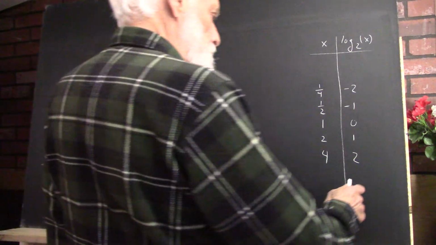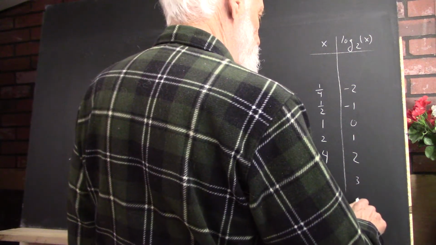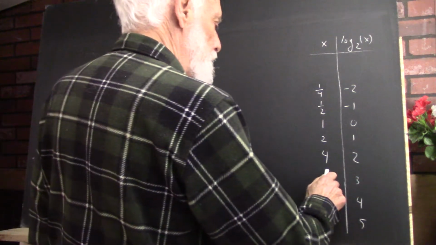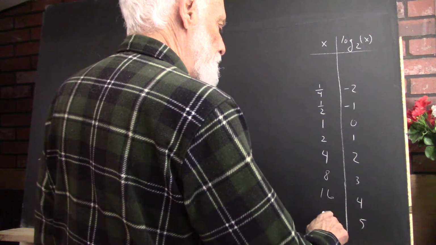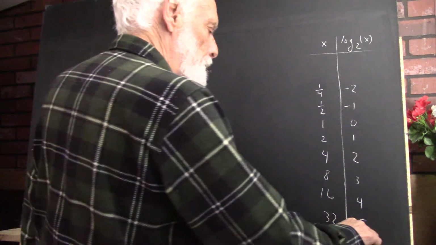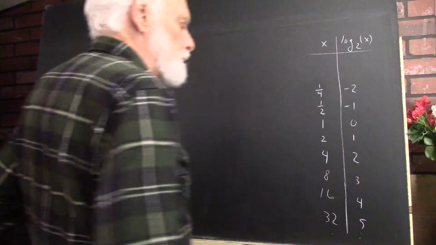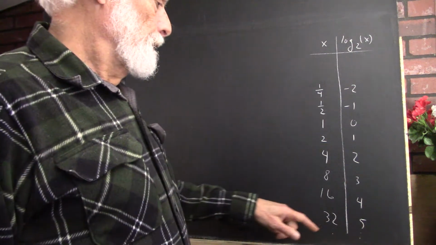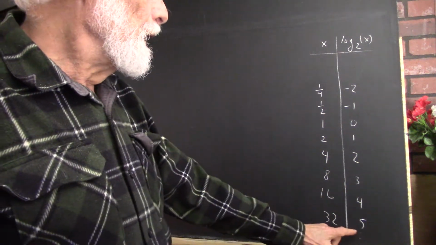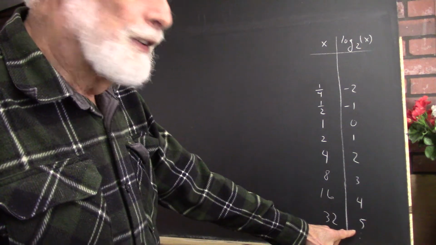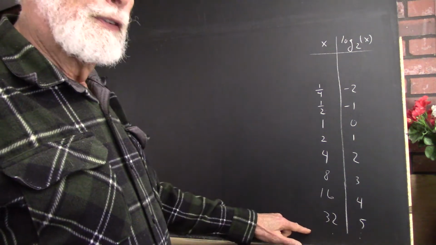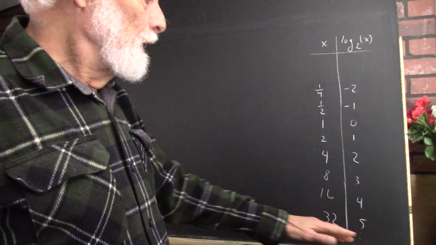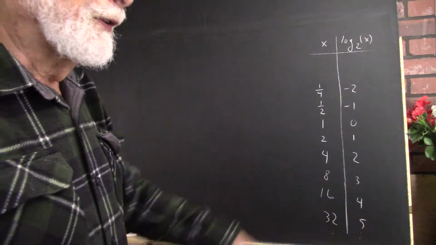Okay, if we want to go to 3, 4, 5 here, we would get 8, 16, 32. And the numbers go on. Okay, by the time we get out to 10 here, we need 1024 over here. So we don't have to go that much further to get into 4-digit numbers.